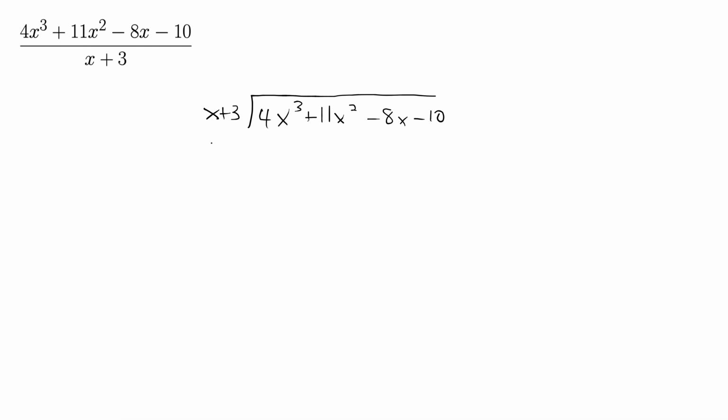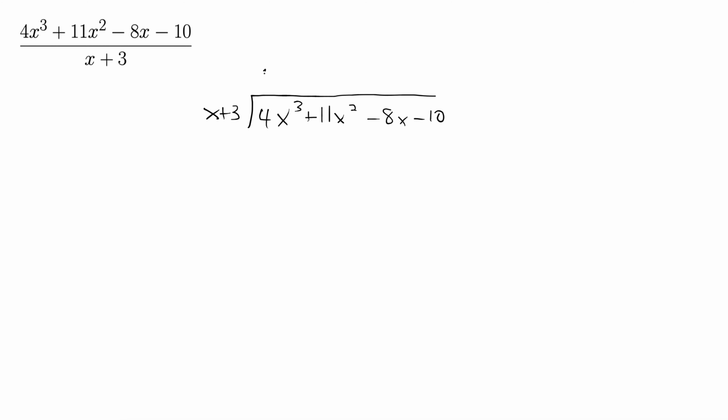Okay, and then we ask ourselves, what do we have to multiply x by to get it to line up perfectly under 4x cubed? We don't even care about the 3 right now, right? We just care about this x and getting it to line up perfectly under 4x cubed. Okay, well, what do you think? I think it is 4x squared. All right, so let's do that.